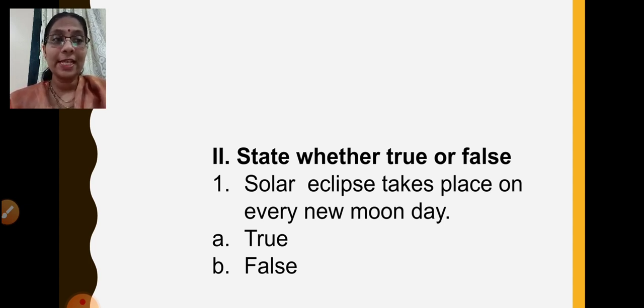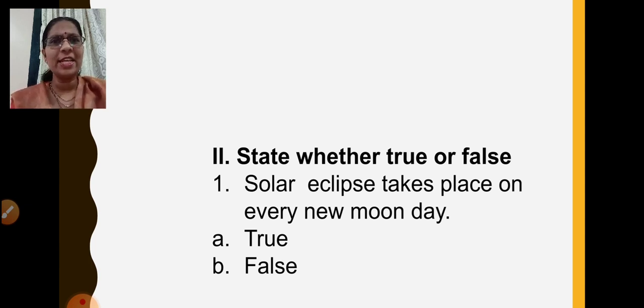Solar eclipse takes place on every new moon day. Now only we have learned solar eclipse takes place on every new moon day. It takes place on a new moon day, but not every new moon day. When will it take place? It will take place when the sun, the moon and the earth are in the same line and also in the same plane. Yes. So, but it does not take place on every new moon day.